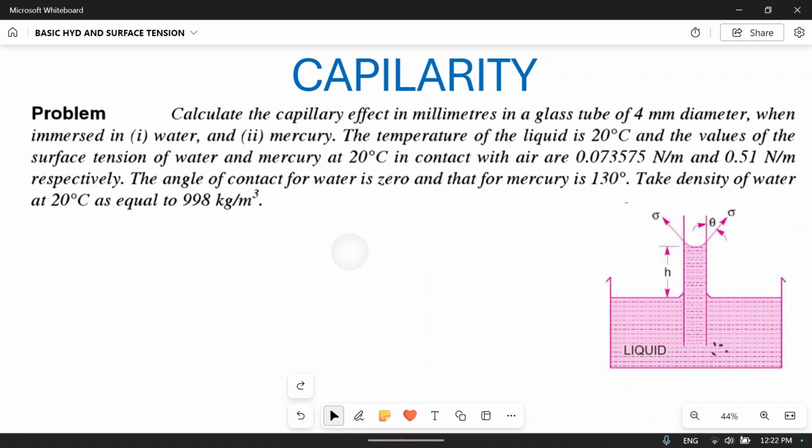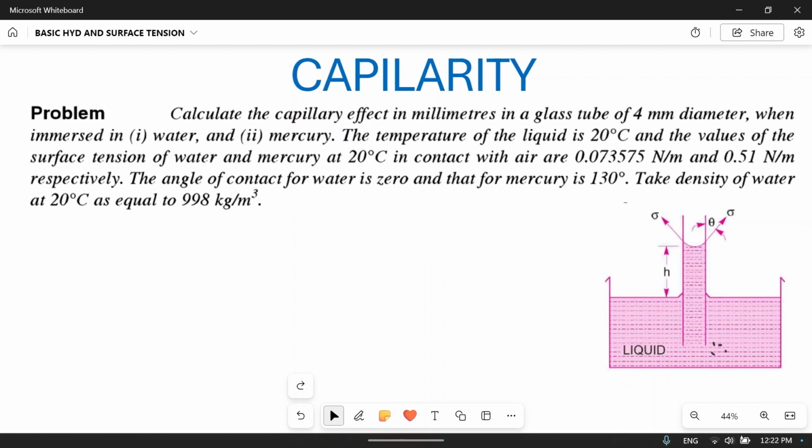So let's read the problem. Calculate the capillarity effect in millimeters. So we have to find the capillarity effect, meaning height, because this is the main effect of the capillary, the increase in height inside the tube, in millimeters. The tube has 4 mm diameter, so diameter D is given as 4 mm, which is equal to 4 into 10 to the power minus 3 meter, because 1 meter is equal to 1000 mm.